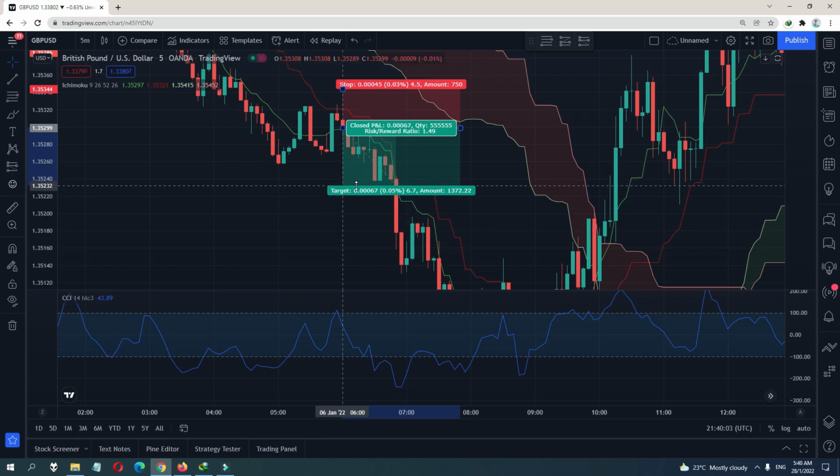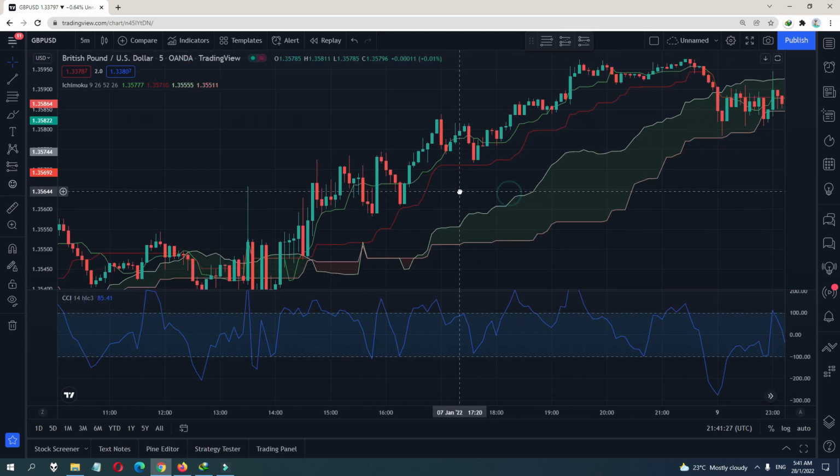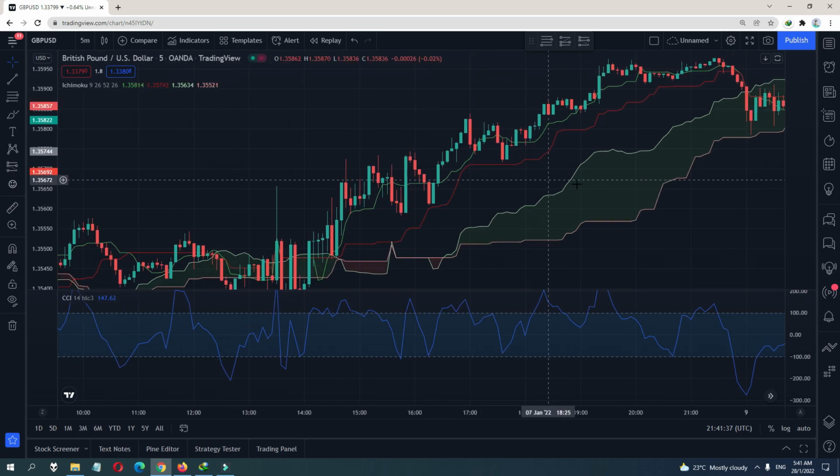That's our entry right there. You can target 1 to 2 if you want to. Another thing is, if the candle is too big, you don't take the trade. You have a signal here, but I don't buy this because the candle is too big. So you have to be very picky. You don't want to take every signal.